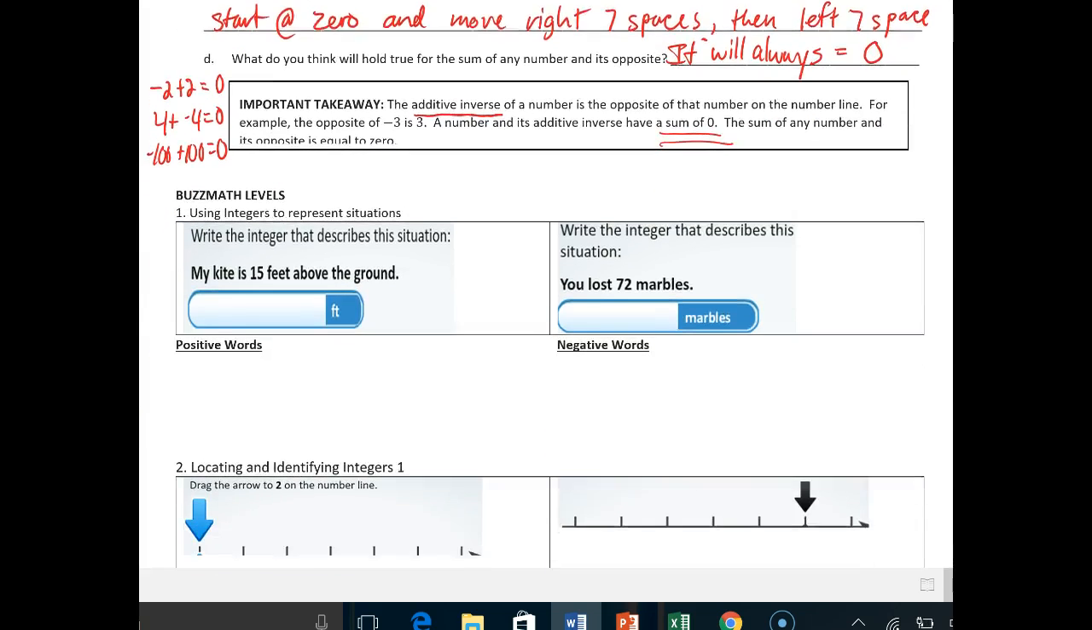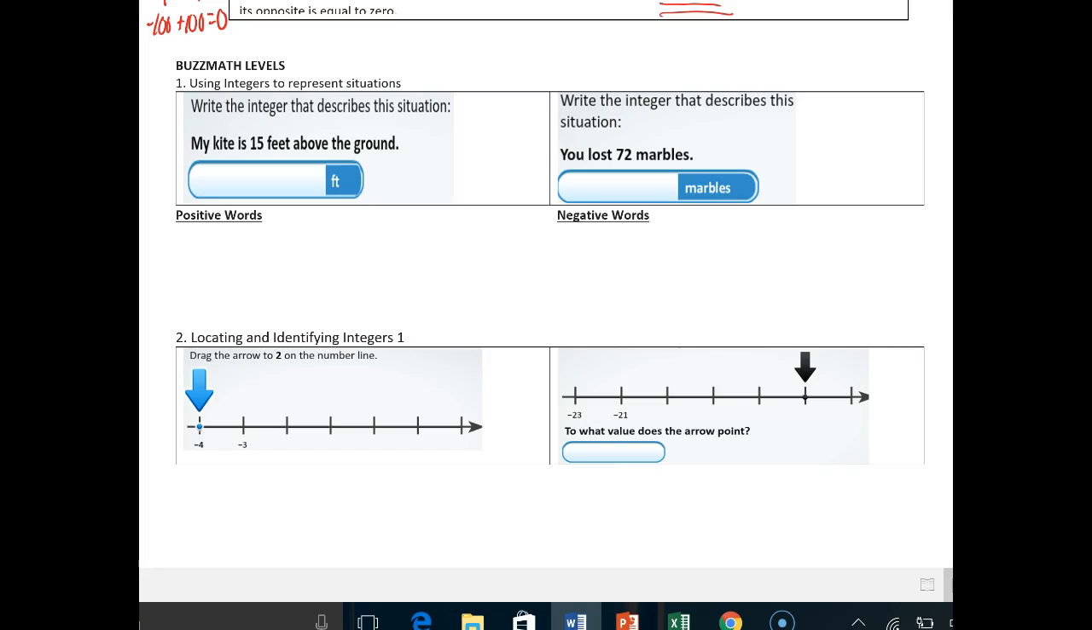You have 2 BuzzMath levels today. I'm going to go ahead and quickly show you what the new thing on BuzzMath is. I just go through basically 2 examples, and then you do your best on BuzzMath. Remember, you want to think before you click, and you also want to write stuff down. That's why I have you gotten some loose leaf today.